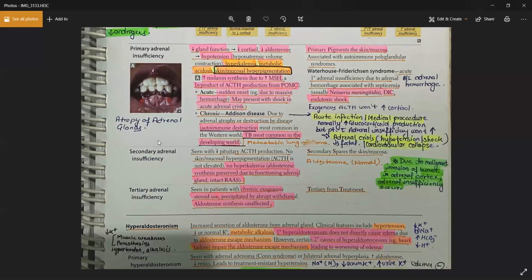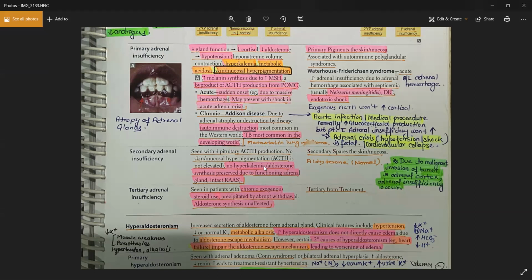Then comes secondary adrenal insufficiency, in which your glands are absolutely normal. It just lacks the stimulatory signal, because the ACTH is not there. So it is seen in decreased pituitary ACTH production. If there is no ACTH, there won't be any hyperpigmentation. And because ACTH does not control the zona glomerulosa, the aldosterone levels would be normal. In this scenario, you will just have a deficiency of cortisol and other steroids.